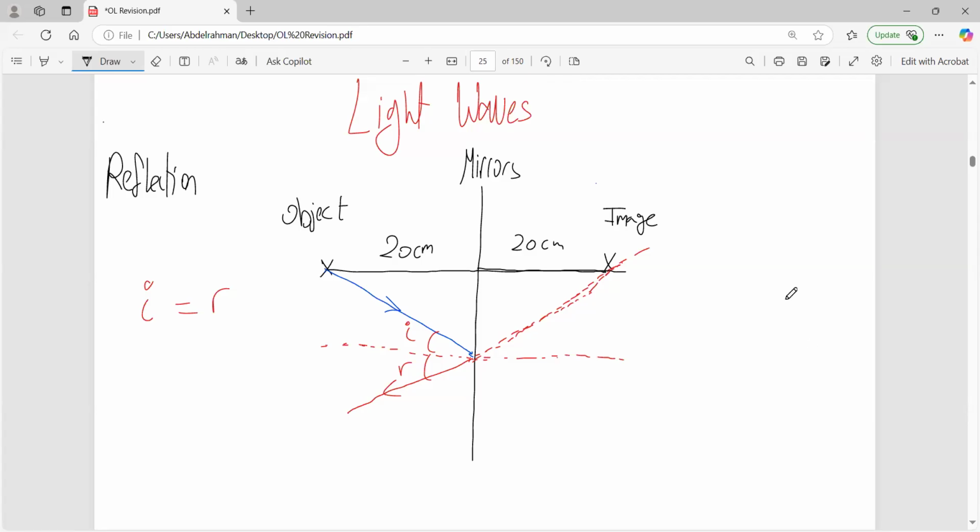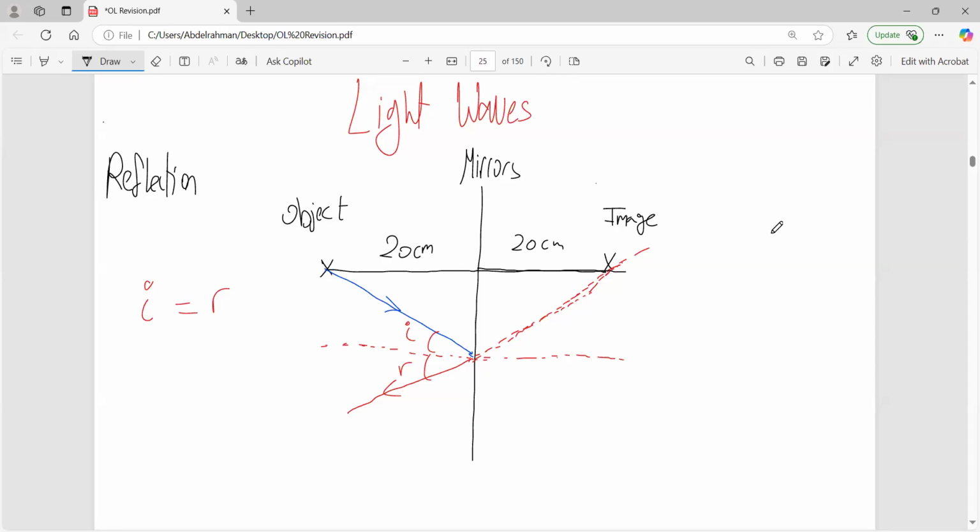How can we produce an image? By intersecting two rays of light. So now, what happened? All I did was draw two lines. The first line is very simple; you can use it to make sure that the distance between the object and the mirror is the same as the distance between the mirror and the image, 20 centimeters and 20 centimeters. And then the second ray with any angle: you can draw whatever ray, whatever angle, then draw the normal line, measure the angle of incidence and angle of reflection, and extend the line beyond the image.